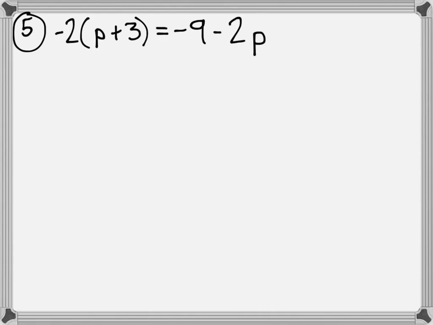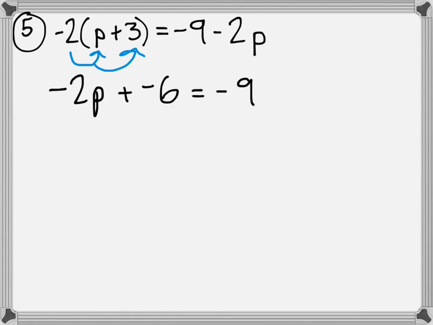In order to solve algebraically, I'm going to first distribute negative 2 to both p and 3. When I do that, I get negative 2p plus negative 6 equals negative 9 minus 2p.